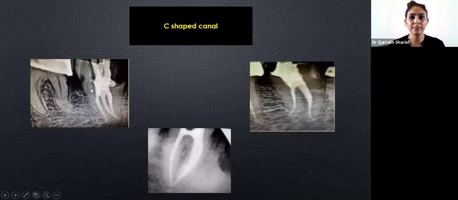Again, this is a C-shaped canal variation. 3 canals, 3 canals, 2 canals.